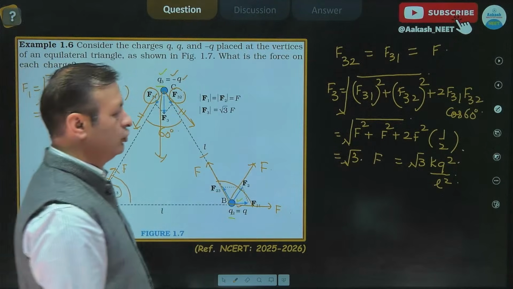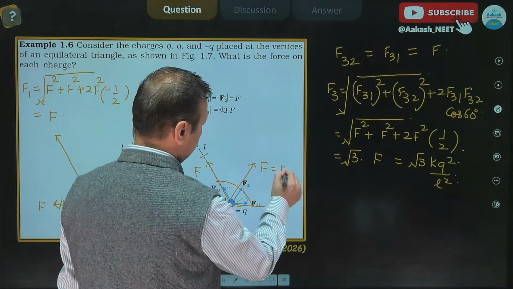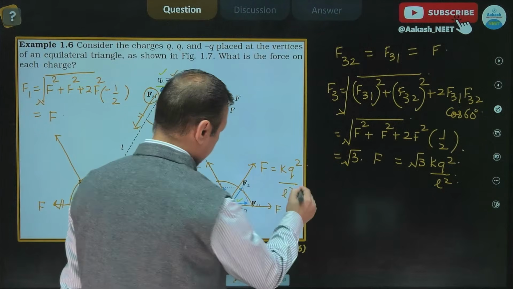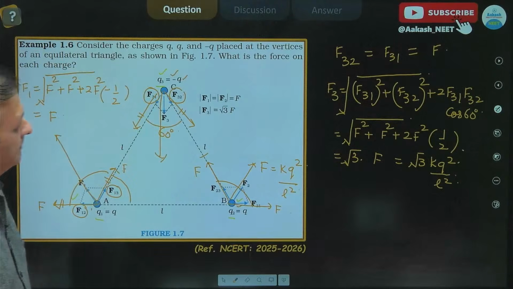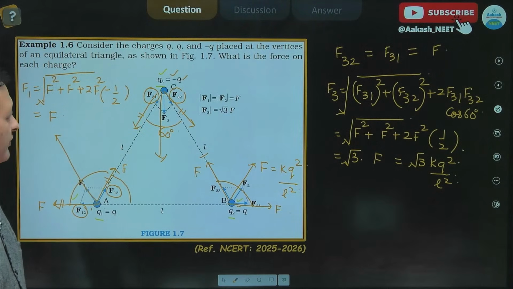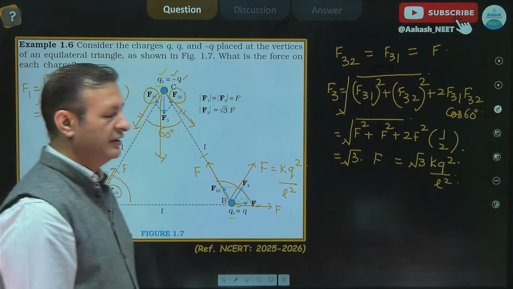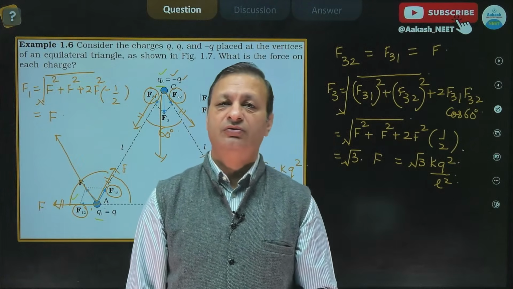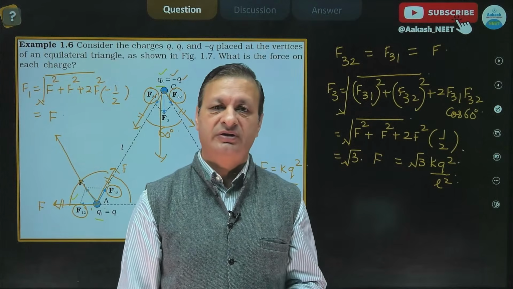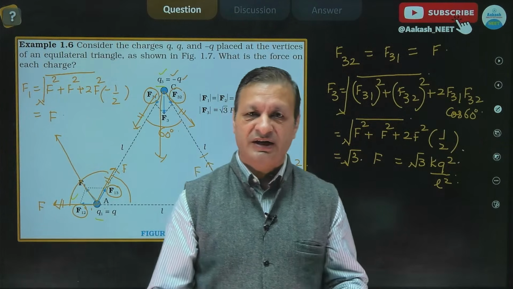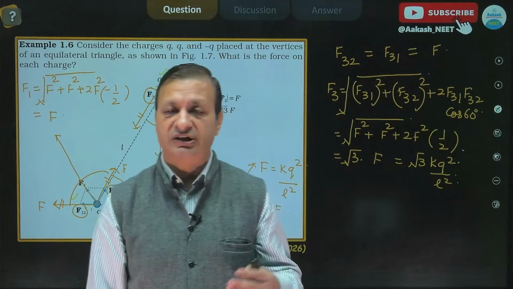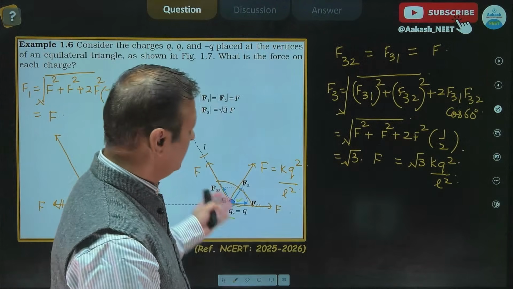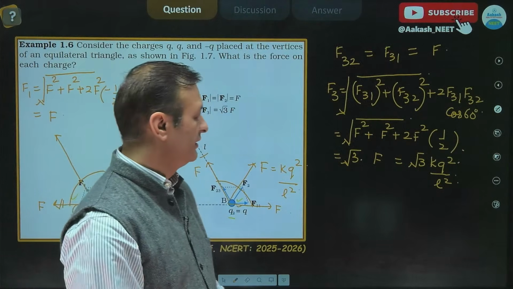And F we know is K Q square by L square only. So this is the concept. It clearly revolves around your superposition principle, and for this you have to have strong vector algebra. If you understand the vector concept, how to find the resultant of two vectors or any number of vectors, then these questions are of very easy nature.